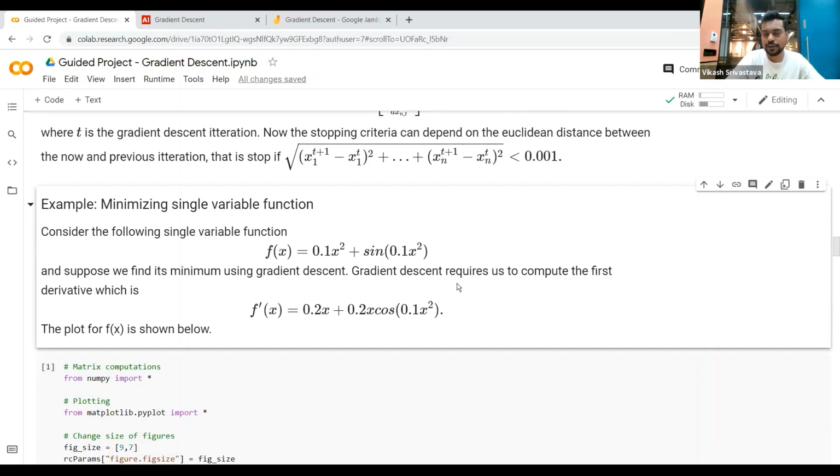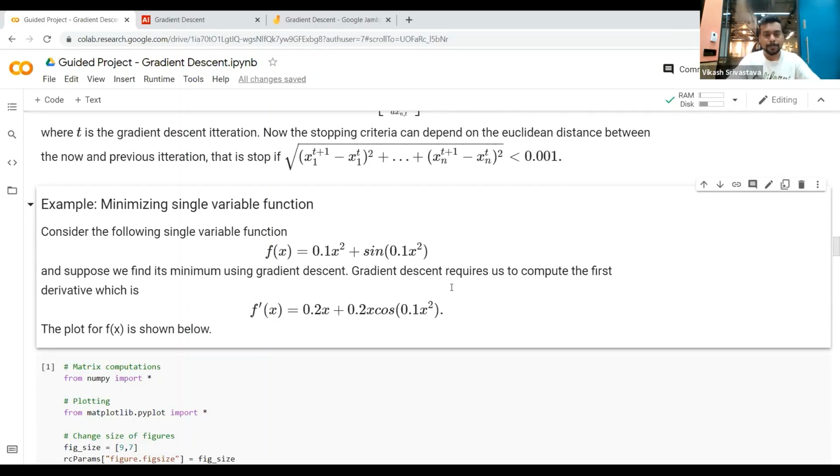Gradient descent requires us to compute the first derivative, which is f'(x) = 0.2x + 0.2x cos(0.1x²). So this is the derivative of this function f. Of course, in the analytical approach, you would equate this to 0 and then find all possible x's for which f'(x) = 0, and that will give you the minimum, or the extrema.